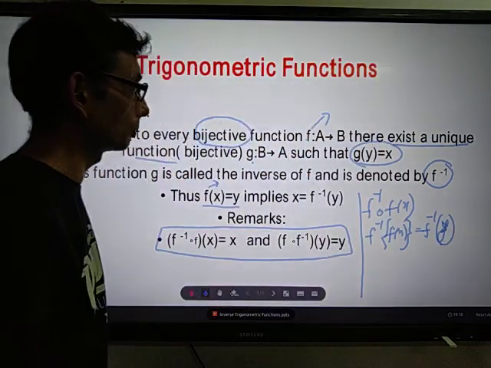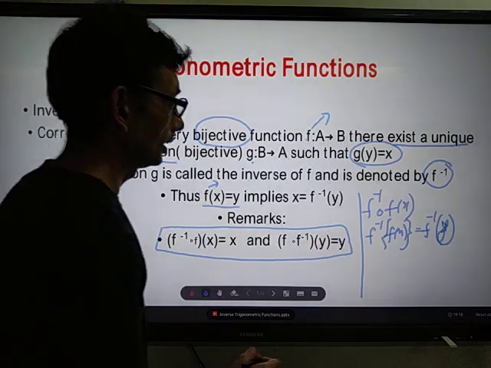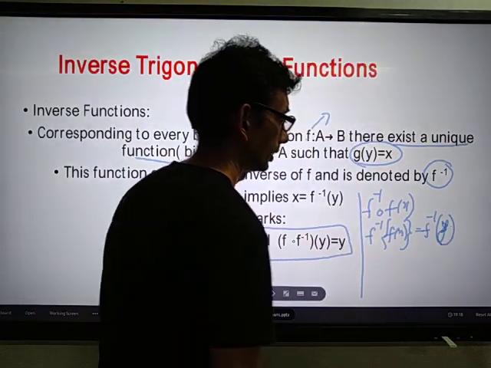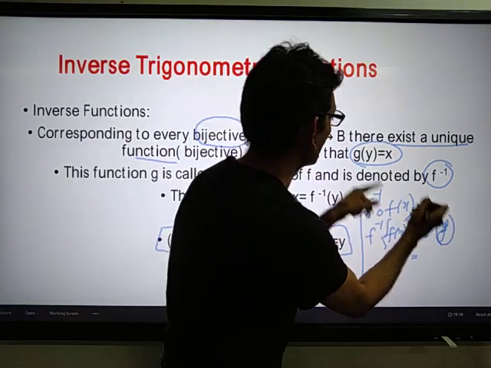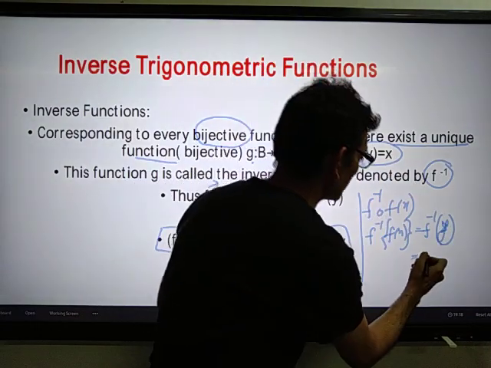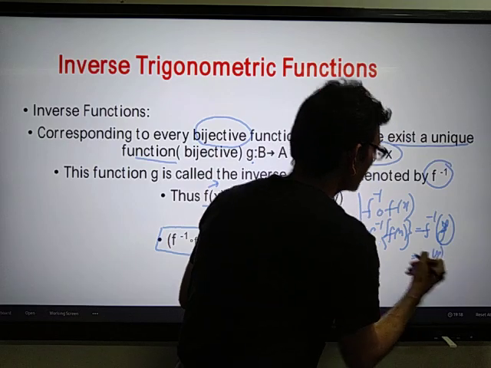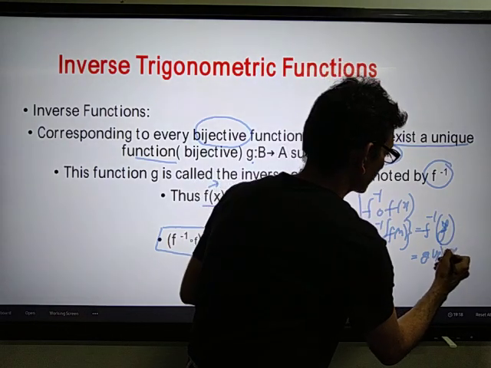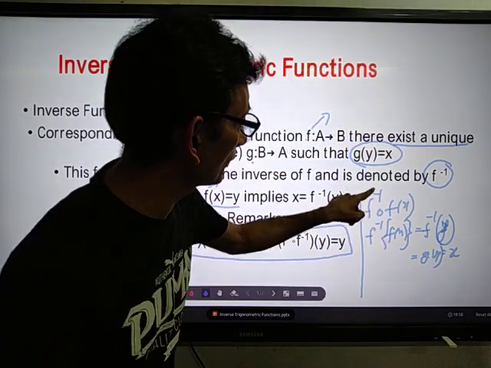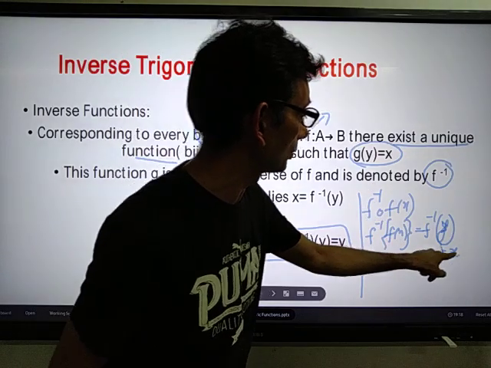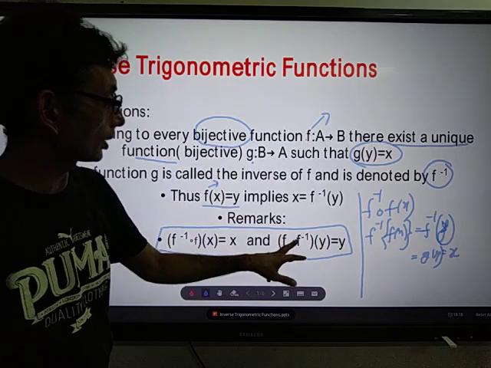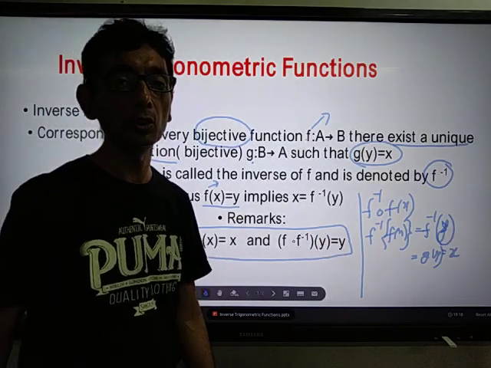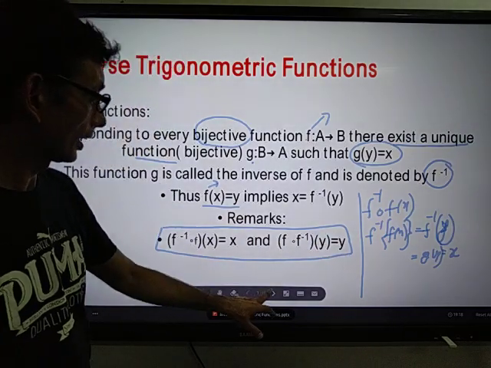And what is f inverse of y? f inverse is nothing but g, that means g of y. Now what is g of y? g of y is x. So therefore f inverse of f(x) equals x. Similarly you can explain f of f inverse of y equals y. Fine? Okay, next.